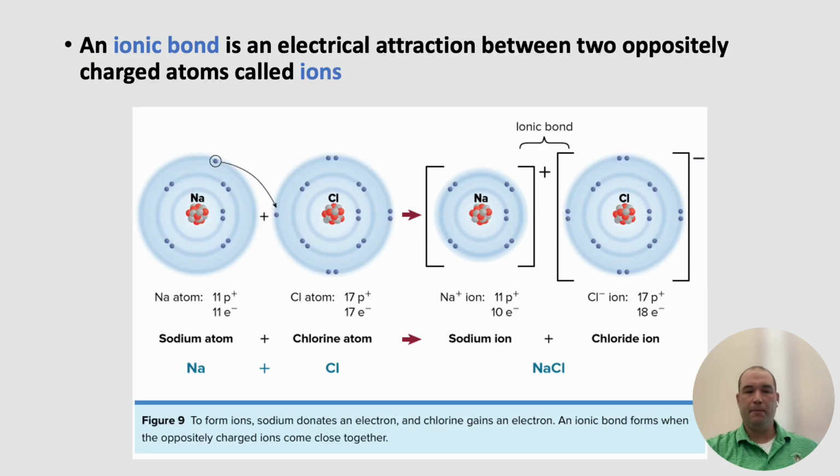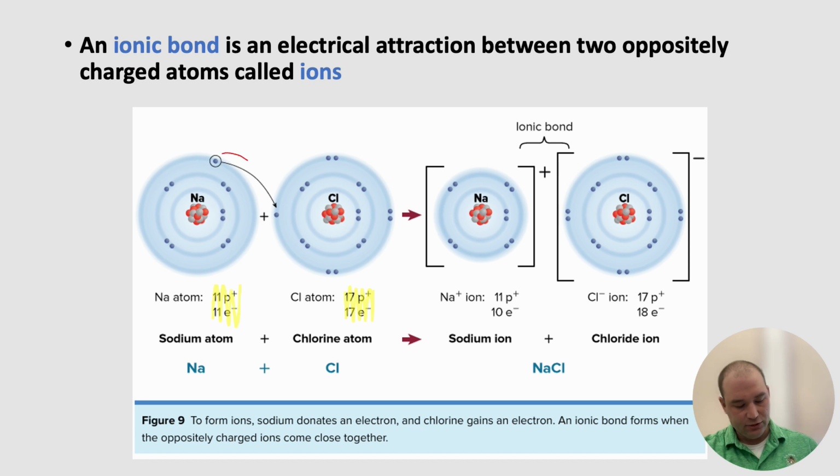So looking at an ionic bond, this is an electrical attraction between two oppositely charged atoms called ions. Looking at this down here, we are looking at the number of protons and electrons. Sodium has 11 protons and 11 electrons. Chlorine has 17 protons and 17 electrons. Therefore, they have a neutral charge.